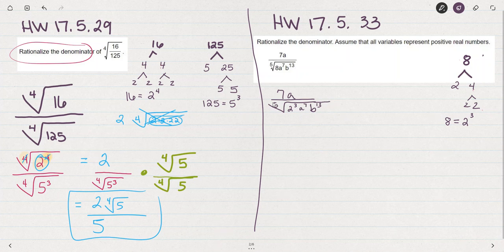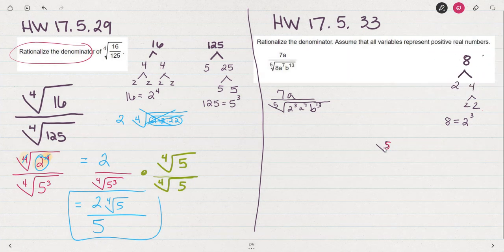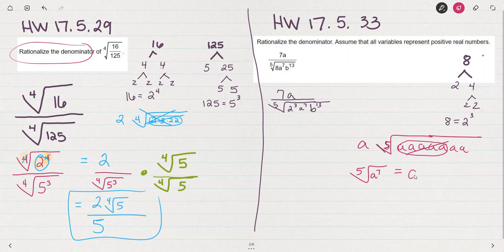This one has a rule of 5. If the index is 5, it means we need groups of 5 to be able to remove them. I can already remove some of the pieces, because if I have, let me do this off to the side here, the 5th root of a to the 7, that's 3, 4, 5, 6, 7. Then I see that there's a group of 1, 2, 3, 4, 5 that can be removed from the radical. So the 5th root of a to the 7 is equivalent to a times the 5th root of a squared.